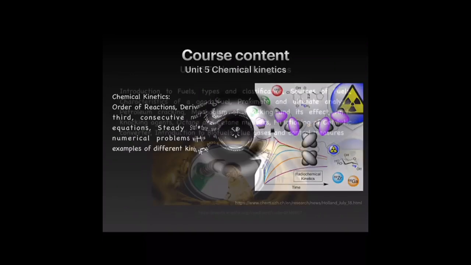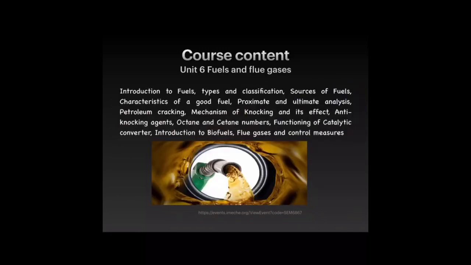In unit 6, we will discuss about different types of fuels, classification of fuels, sources of fuels, how we can characterize a fuel, what are the characteristics of a good fuel, how to do petroleum refining, what is the importance of petroleum cracking, what is knocking and its effect in petrol-based engines, what are the anti-knocking agents. We will study about how to synthesize bio-based fuels. Then we will study about what are the reasons behind flue gas generation in the atmosphere and how to control the flue gases in the atmosphere.